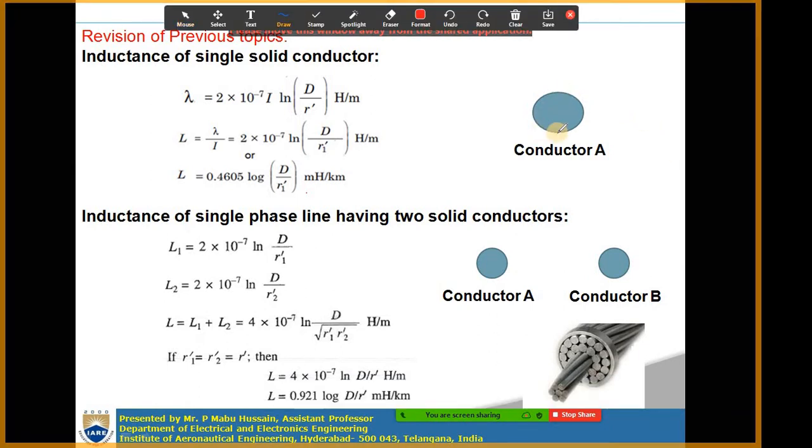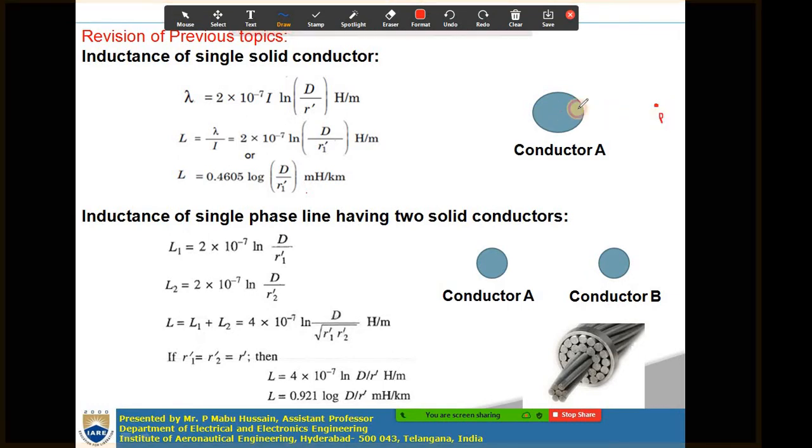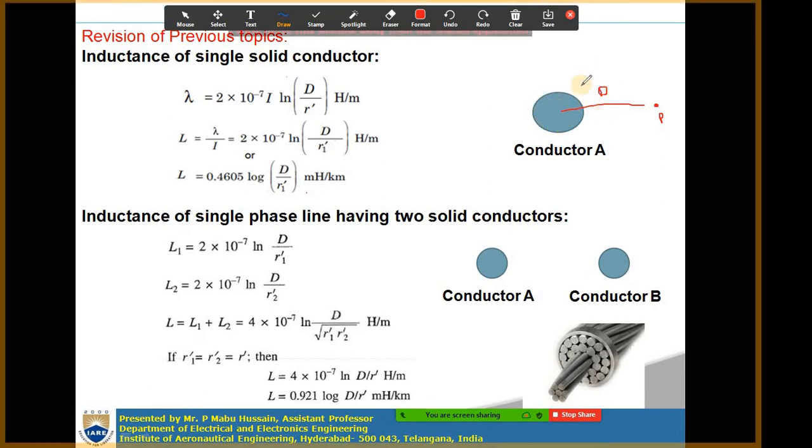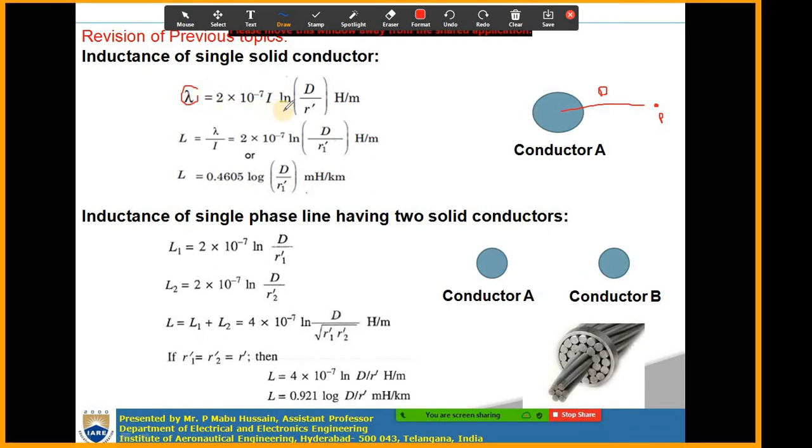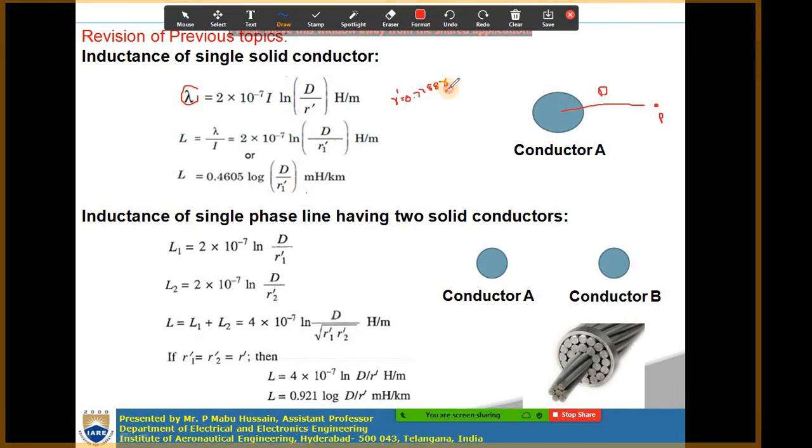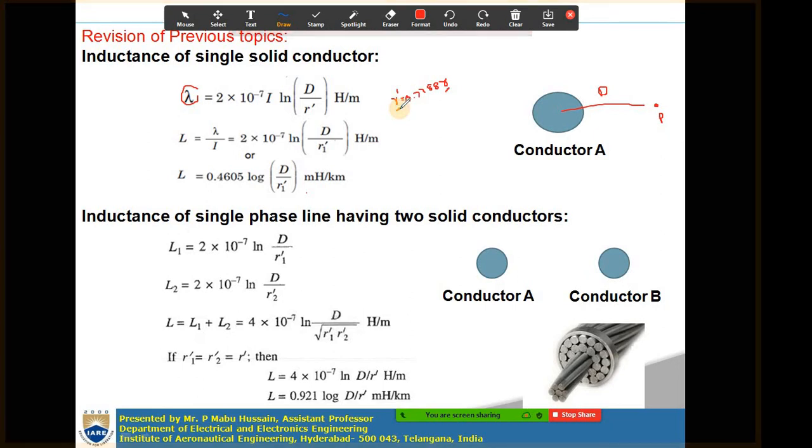If you take one single conductor A here, and consider a point P which is at a distance D from the center of the conductor, then the total internal flux linkages as well as external flux linkages, so total flux linkages lambda is equal to 2 into 10 power minus 7 I ln D by r dash. r dash here is the geometric mean radius or fictitious radius, which is equal to 0.7788 times r. Small r is the actual radius, r dash is the fictitious radius, which is 0.7788 times r.